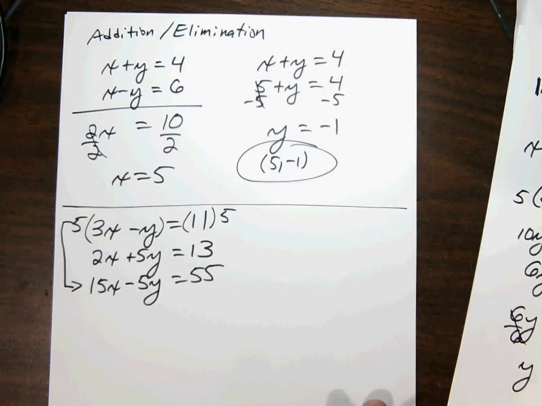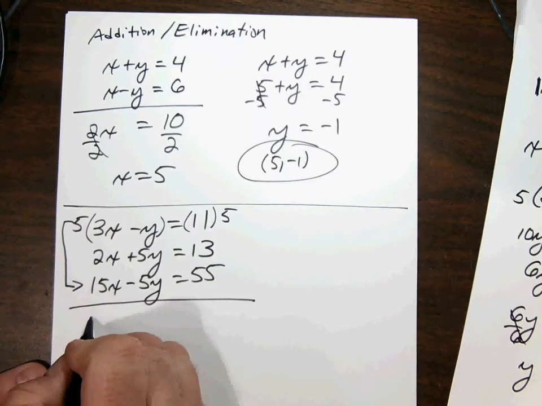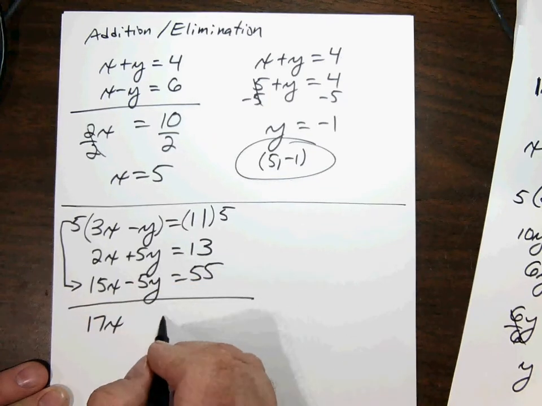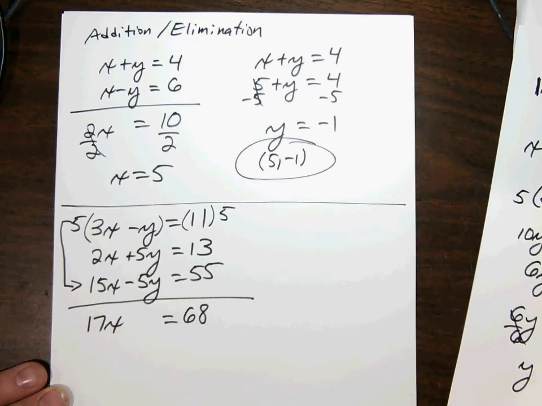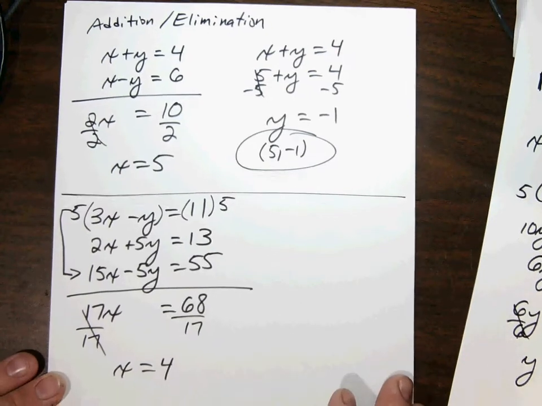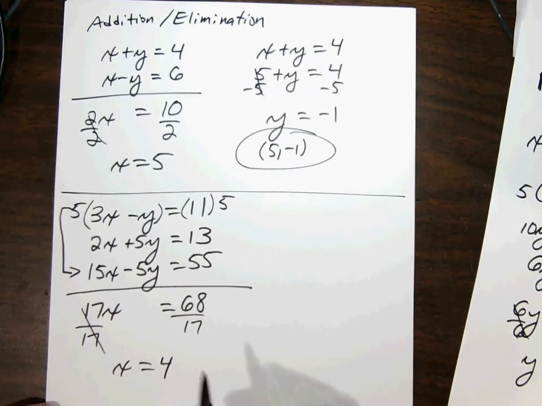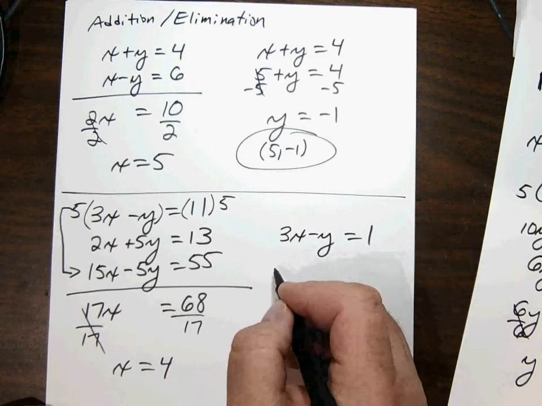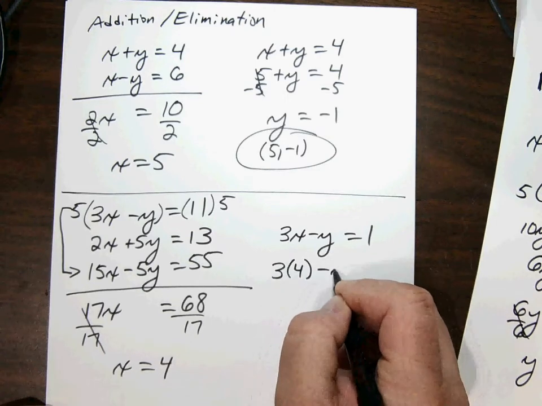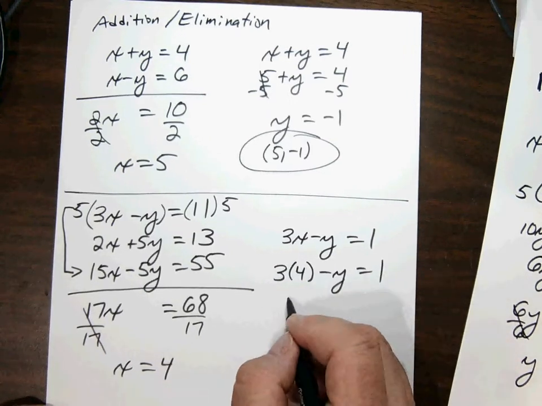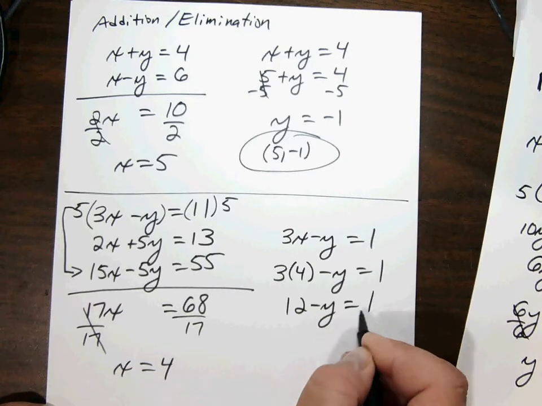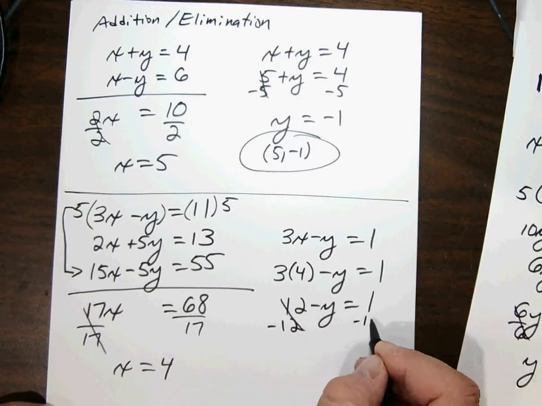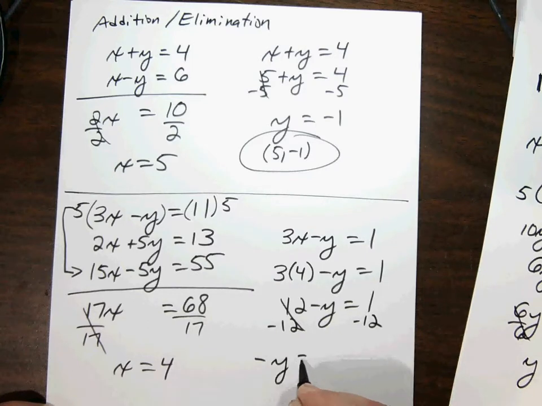Now look what happens when I add them together. Now I get 17x, the y's disappear, equals 68. Okay? Solve for x, divide by 17. I get x equals 4, half the battle. Okay? Go back to either equation, makes no difference, and find y. X is 4, so 3 times 4 minus y equals 1. So that's 12 minus y equals 1. Subtract the 12. Negative y equals negative 11.